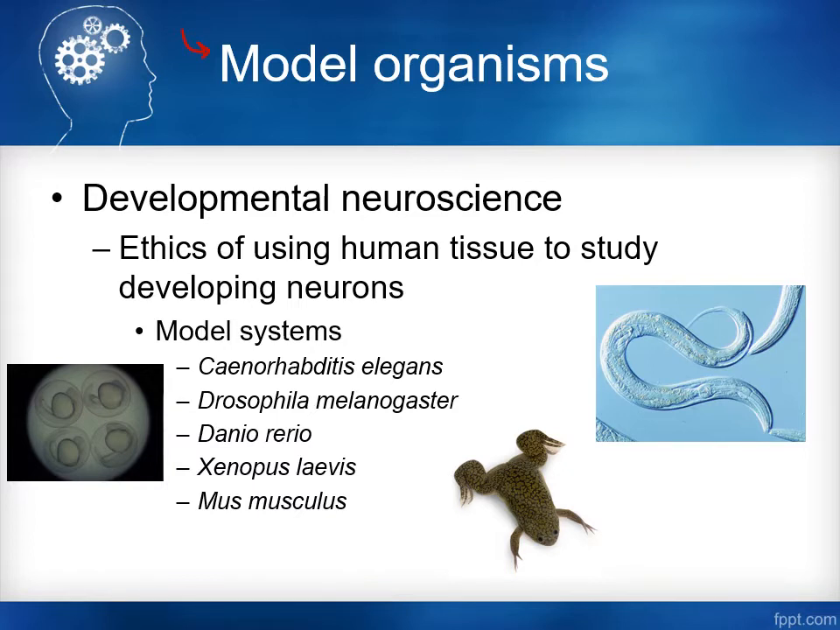Instead, we have some model organisms that we really like to use. In developmental neuroscience, there are lots of ethics that prevent us from using human tissue to study our developing neurons, and so we use these guys instead. So this is Caenorhabditis elegans, also known as C. elegans. Usually I have to practice that a couple times, which is this guy.